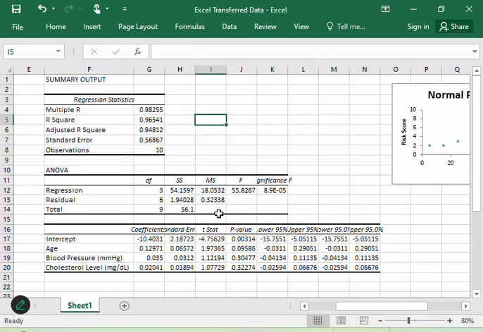Okay, so the table we are having here is giving us the regression statistical summary, which is how we actually insert regression statistics in Excel.